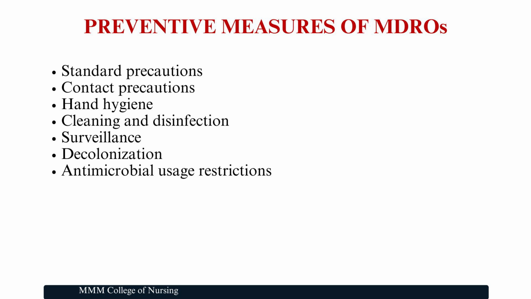So now what we have to do? What are the preventive measures of MDRO, multi-drug resistant organisms? First we have to follow the standard precautions. It includes the very basic measures like use of PPE like gloves, gown, face mask, eye shield, etc. That must be used appropriately in the healthcare setting.